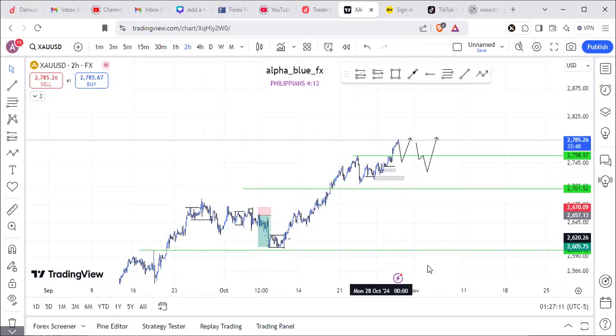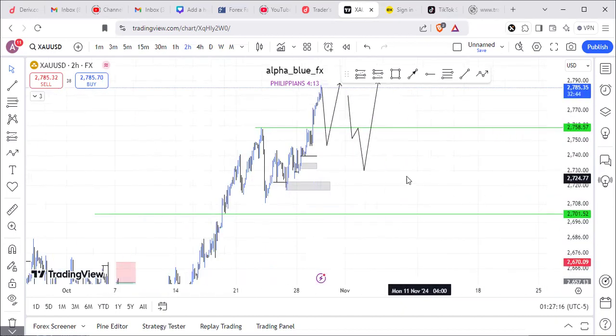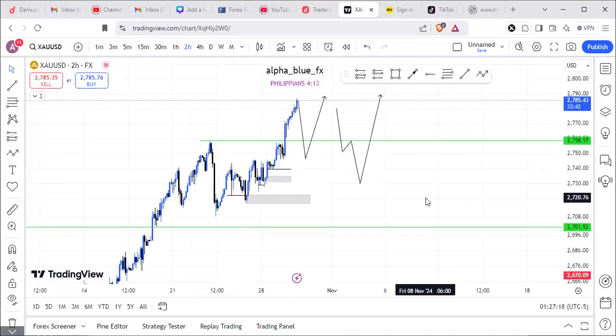So gold is not an asset that you look to sell carelessly at this point in time, because you could get burned. So it's better you just stick to looking for buys on gold.